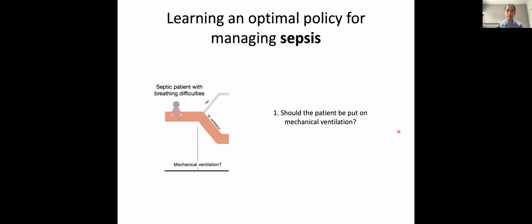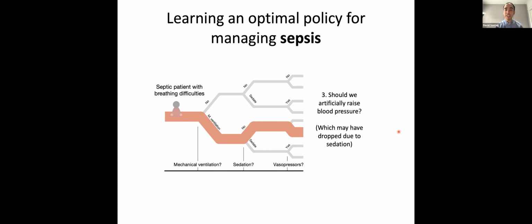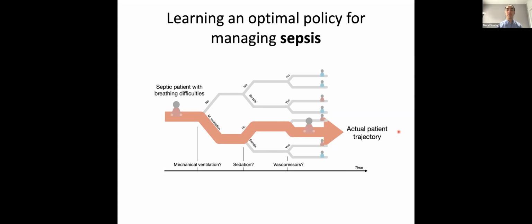So for example, a patient might be put on mechanical ventilation in order to help with their breathing. Patients might need sedation because they might be very uncomfortable due to the mechanical ventilation which they were just put on. Giving them sedation might have reduced the patient's blood pressure, and as a result, one might have to give vasopressors, which is a machine you hook them up to in order to artificially increase their blood pressure, and so on. So if one thinks about the series of actions that would need to be taken to optimally manage a patient with sepsis, it corresponds to a large number of actions across time.